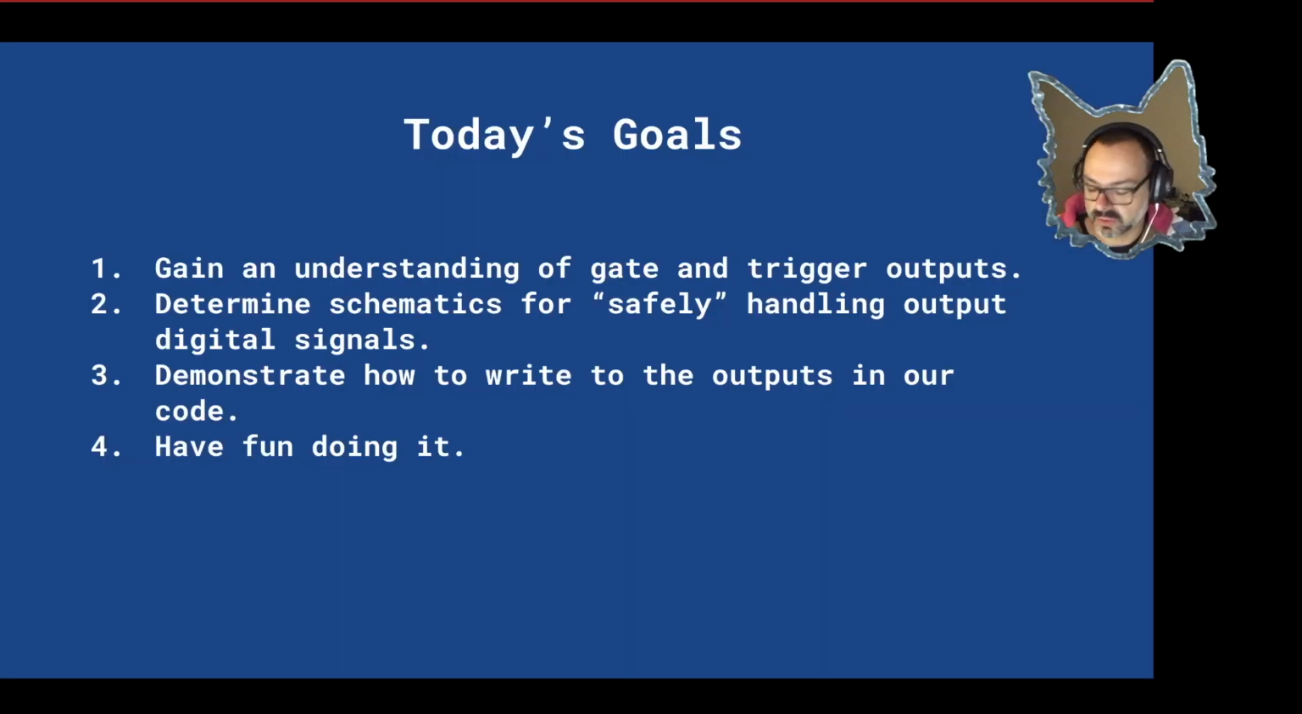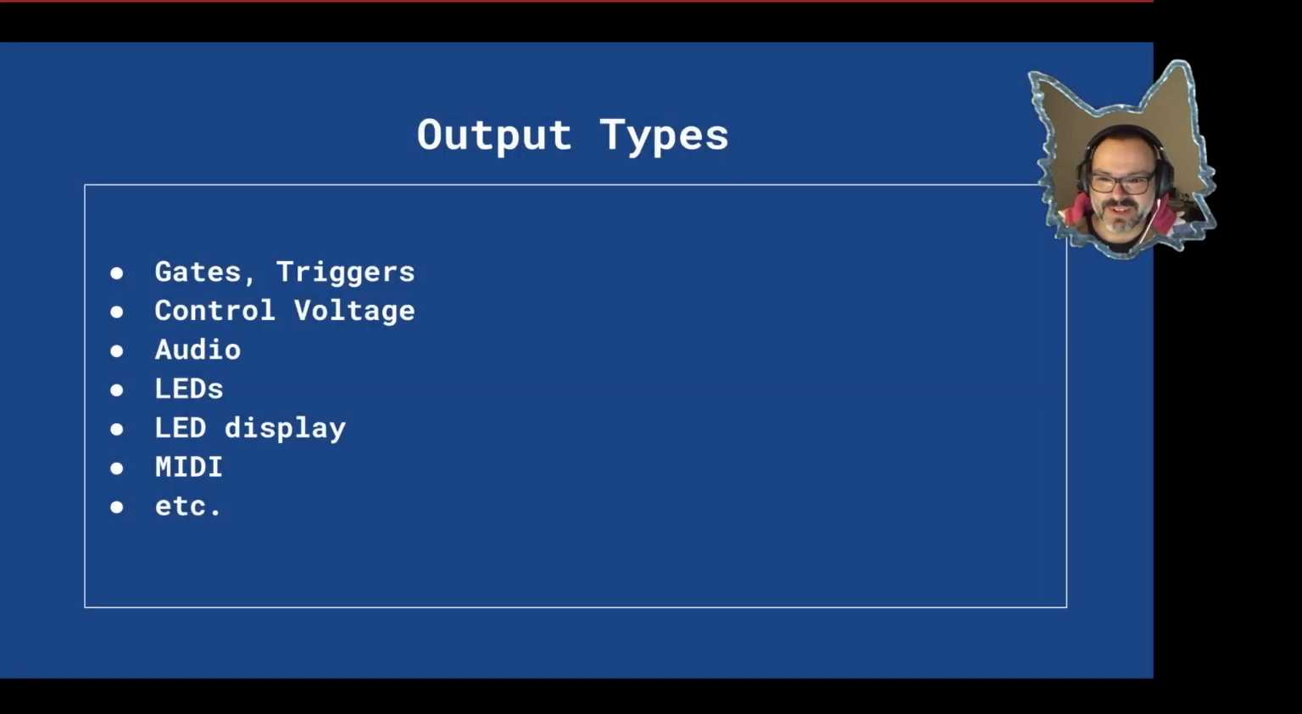Today's goals are really simple. We just need to get a little bit of an understanding of gates and triggers, which should not be very difficult because we covered a lot of that stuff in the last video. Then we're going to talk about some schematics that we can use. We'll do some simple code and make some blinky lights.